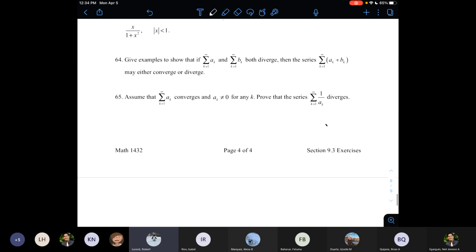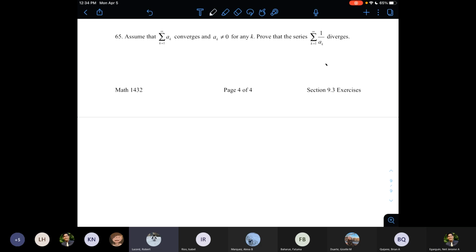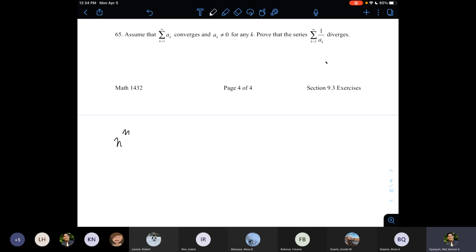I thought n to the power of n grows faster than anything else, and then I put it in Desmos, and Desmos is saying that 3 to the power of 100n grows faster than n to the n. So you have n to the power n all over 3 to the 100n.